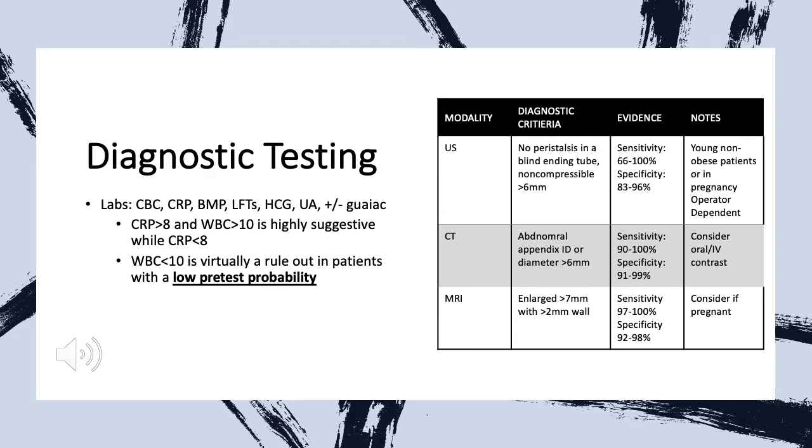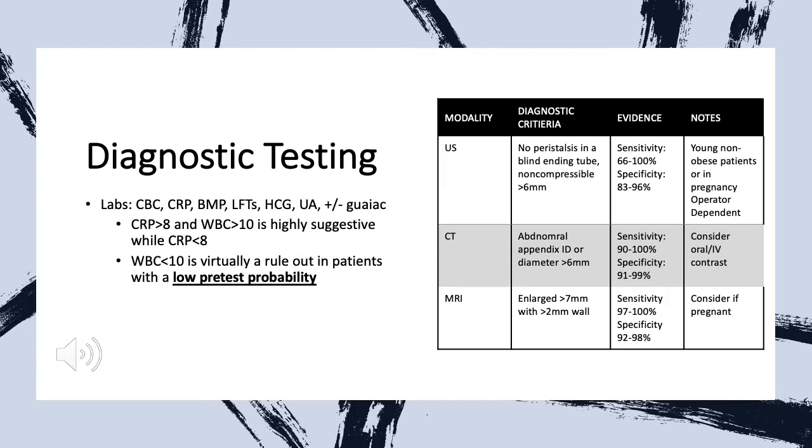As always, your diagnostic testing should reflect the differential diagnosis you've created. You should get a CBC, a CRP, BMP, LFTs, HCG to rule out pregnancy, a UA, and plus or minus guaiac stool testing. It's important to note that no single lab can confirm or rule out appendicitis, but in combination, a couple can. A CRP greater than 8 and a white blood cell count greater than 8 is highly suggestive, while a CRP less than 8 and a white blood cell count less than 10 is enough to effectively rule out patients for appendicitis as long as they have low pretest probability.